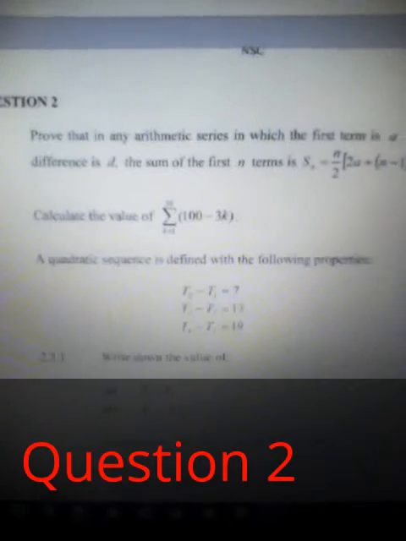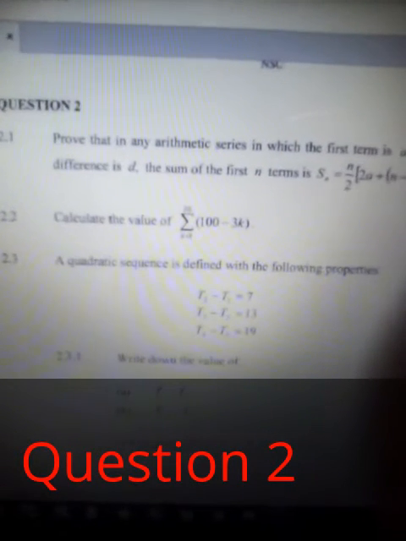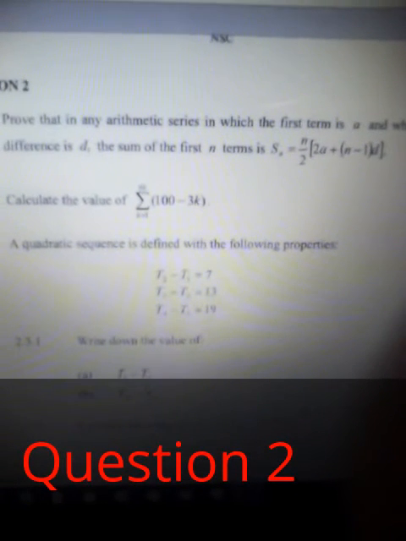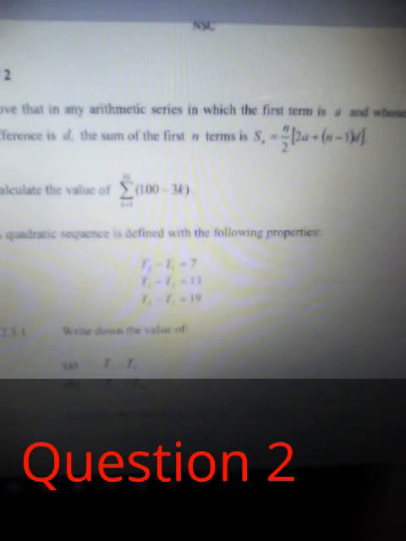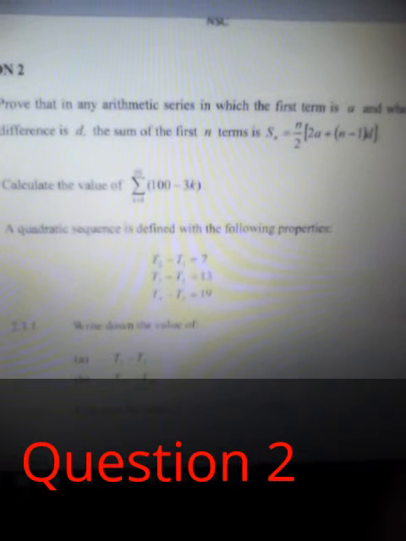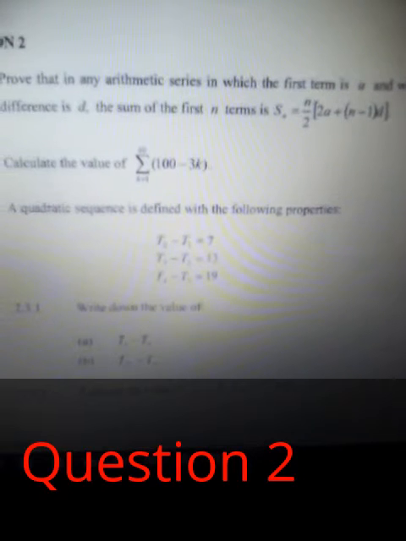The next requirement, 2.3. In 2.3, they say that we have to find a quadratic sequence. A quadratic sequence is defined with the following properties: T2 minus T1 is equal to 7, T3 minus T2 is equal to 13, T4 minus T3 is equal to 19. Therefore, they asked you to determine T5 minus T4 in point A.